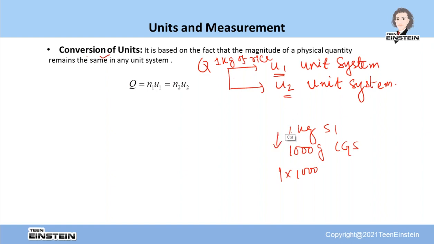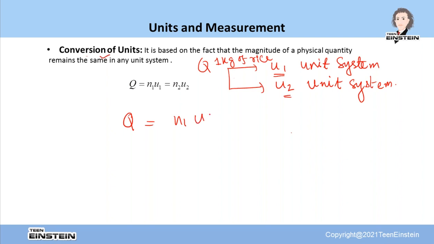Similarly, if I want to write the quantity Q, in one unit system, suppose I say N1 is the multiplicative factor into U1. In another unit system, the same quantity can be written as some other multiplicative factor N2 into U2. So this is how it is written over here. So the basic thing is that the magnitude of the quantity does not change with the unit system. Okay, so it is all right.